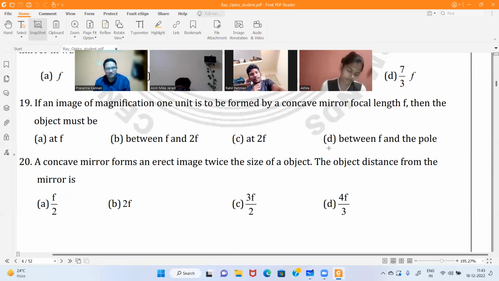Because a concave mirror forming an erect image means there is only one option. When will it happen? It's between focus and pole. Yes, when the object is placed between focus and pole, that means your object distance must be less than f. All the other options are more than f. Only the first option is less than f. Therefore, the right answer is F by 2. Or else you can also do what?